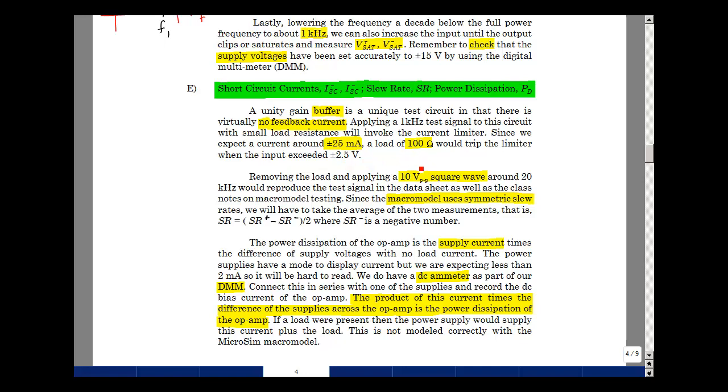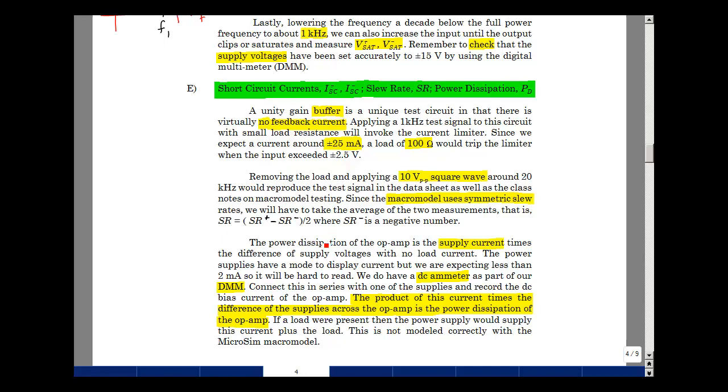We can do this instead of short circuiting the output of the op-amp because we can't measure current easily with the oscilloscope. Now let's take that small load off and apply a 10 volt peak to peak square wave at around 20 kilohertz. This is actually how the slew rate's measured in the datasheet. Now the macro model that we're using uses a symmetric slew rate, and so what we're going to have to do is take the average of the two. And so the slew rate will be the sum of the two divided by 2.